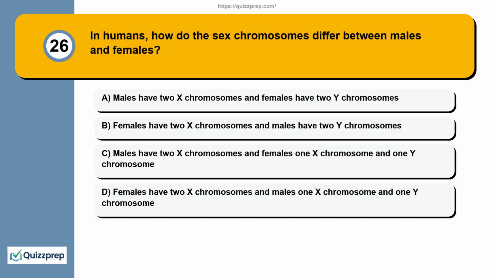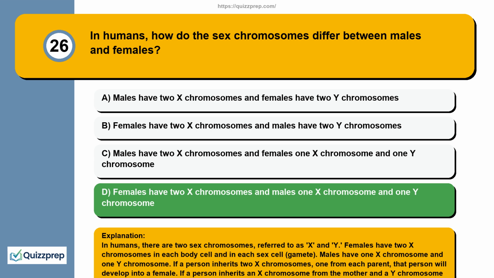Question 26. In humans, how do the sex chromosomes differ between males and females? Males have two X chromosomes and females have two Y chromosomes. Females have two X chromosomes and males have two Y chromosomes. Males have two X chromosomes and females one X chromosome and one Y chromosome. Females have two X chromosomes and males one X chromosome and one Y chromosome.